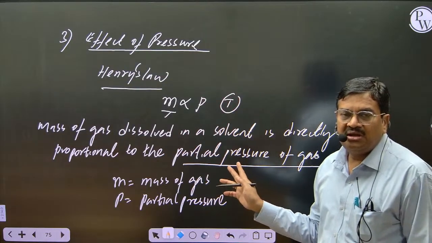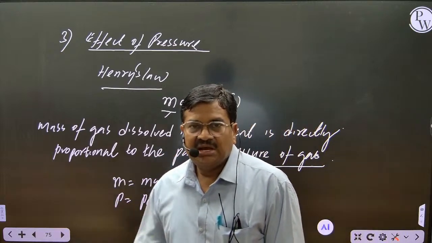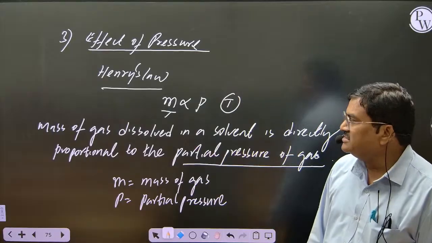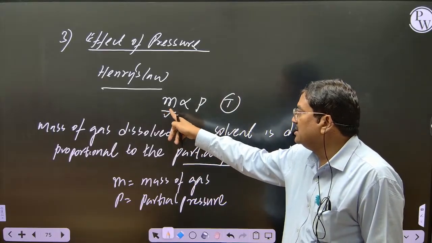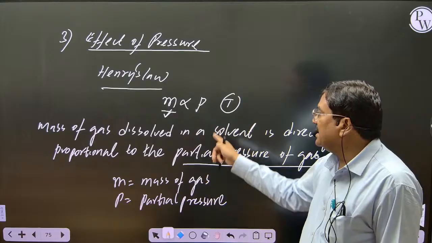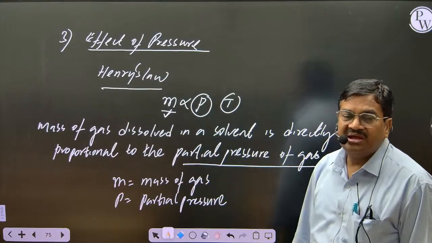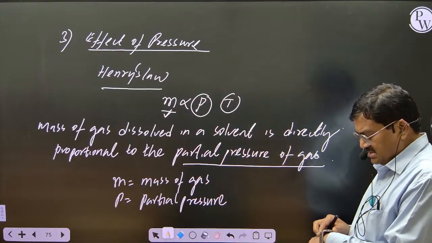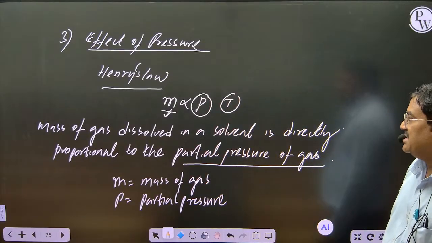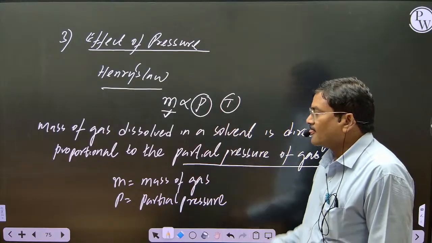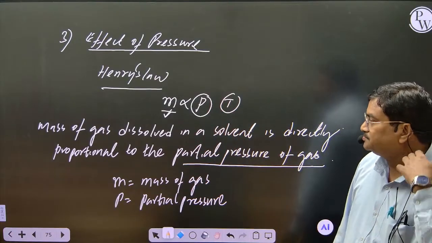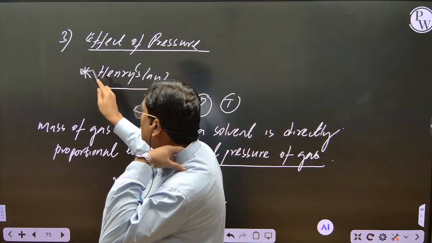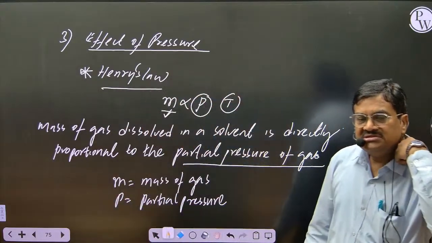Simple. This is important in NEET as well as JEE Mains. Henry's law. Henry is a scientist. He has given a relation: the amount of solute gas dissolved in unit mass of solvent is directly proportional to the partial pressure of the gas. So mathematically we write M proportional to P, where M is mass, P is partial pressure. This is important, put a star mark. Clear, all of you? Simple.